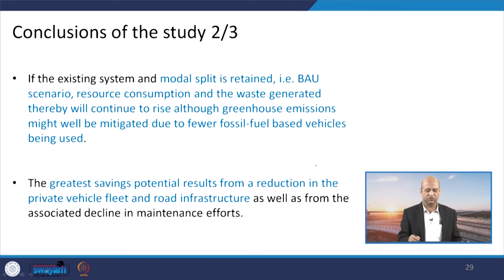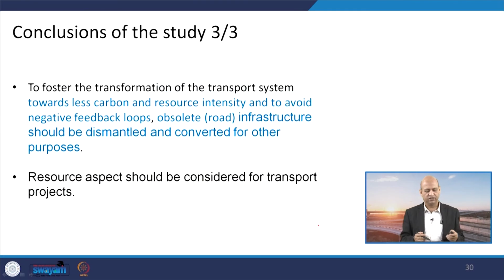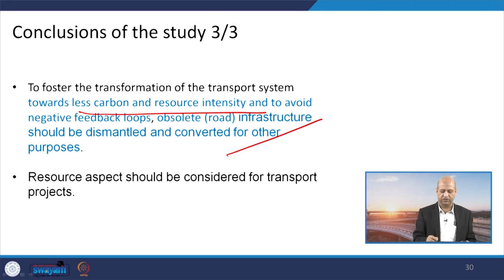And then the comparison of existing systems and models and scenarios can give us a better picture of whether the hybrid system or the electric vehicles and the public transport are beneficial or not in terms of material consumption. The greatest savings potential in reduction of the private vehicle fleet and increasing of the public transportation system is clearly visible because of this, right. So, you can see that this transformation of the transport system towards less carbon and less resource intensity is basically when we go towards a more public fleet, and the obsolete roads are demolished, and then we can get those resource materials for a better purpose.